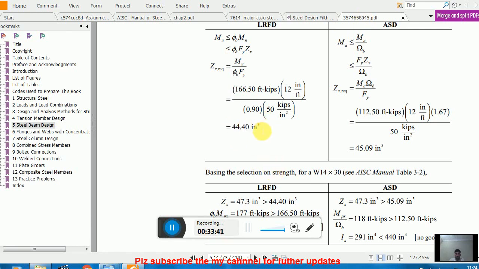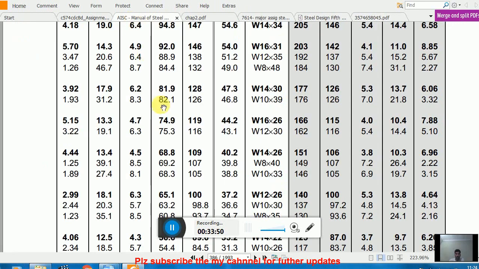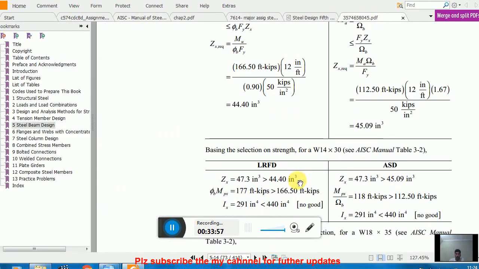We select W1430. The ZX is 47.3, which is more than 44. We can't select that section, W1426, because this is less than that one. So you got your ZX.